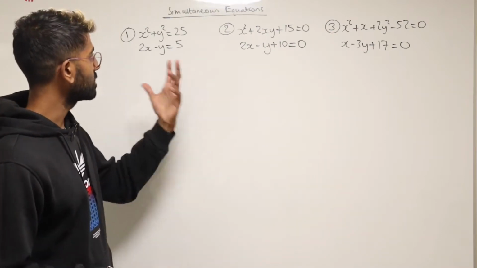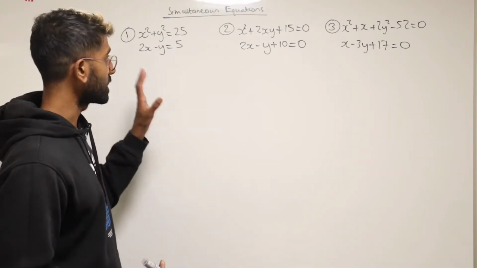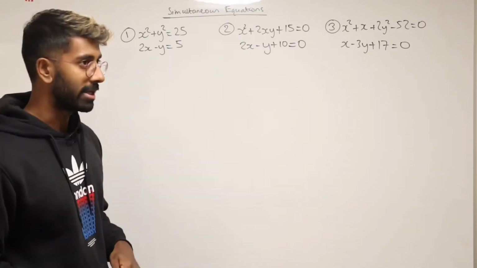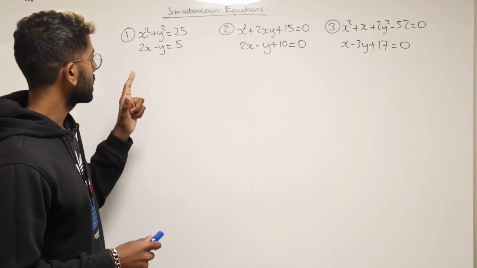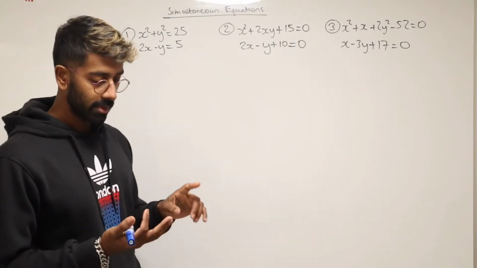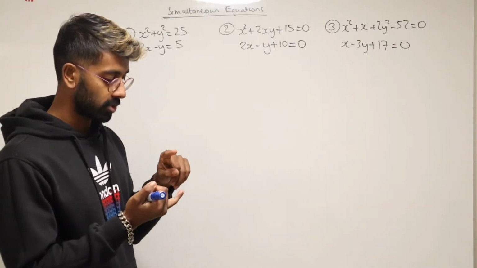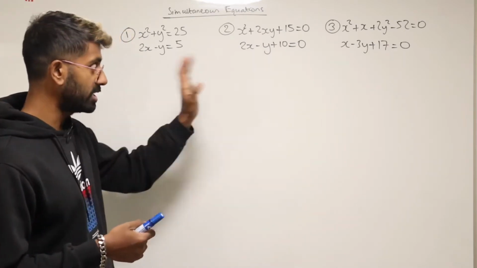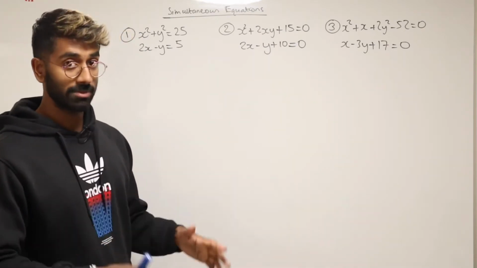Now we're looking at some more simultaneous equations, but they're not linear anymore. So these ones are quadratic or non-linear. When we solved the linear ones, remember there were two methods that we used. One was called substitution and one was elimination. With these ones, we're only going to use substitution.